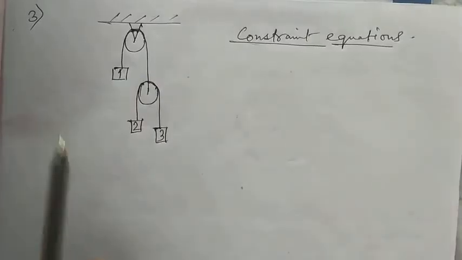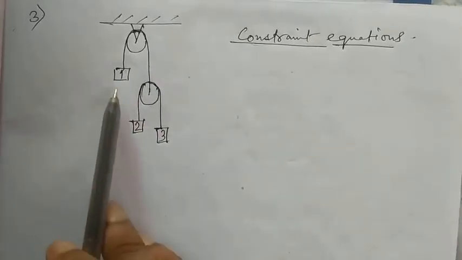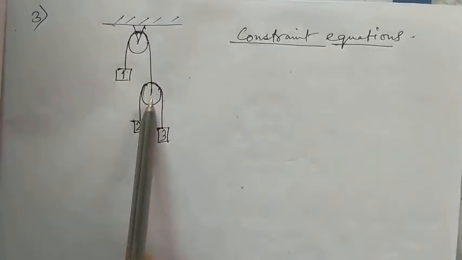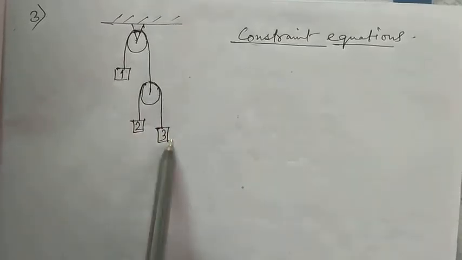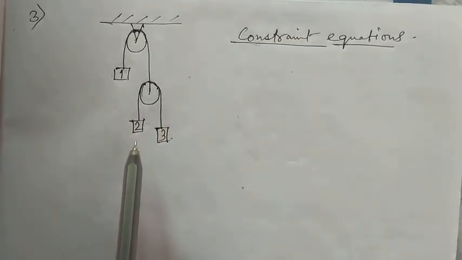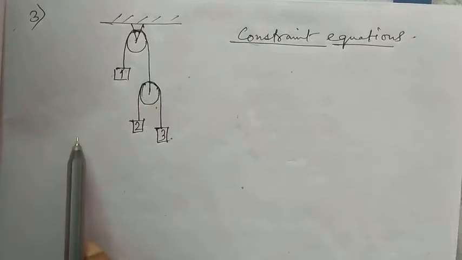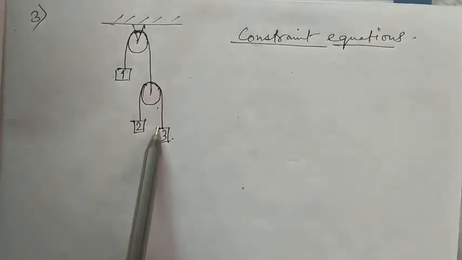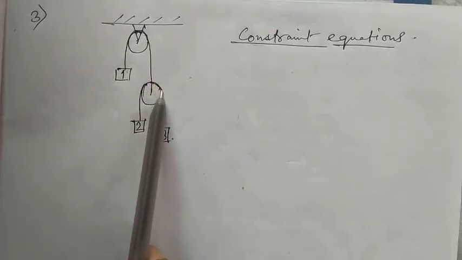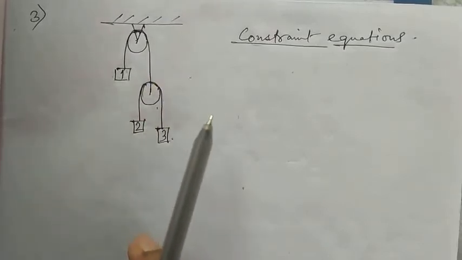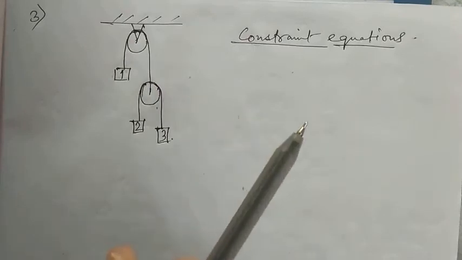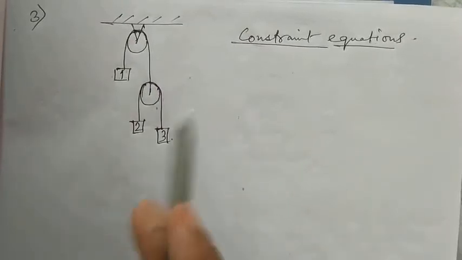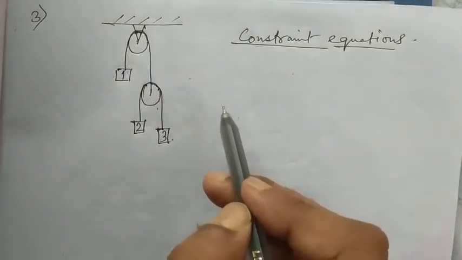Now let us take a third example. Here also there are two pulleys, one fixed pulley and one movable pulley, and three masses 1, 2, 3. But the difference between this problem and the previous problem is that there was one string in the previous problem. Here there are two strings. So whenever the strings are more than one, we have to add an extra distance measurement from the fixed pulley to the movable pulley. So first try to write the constraint equations.